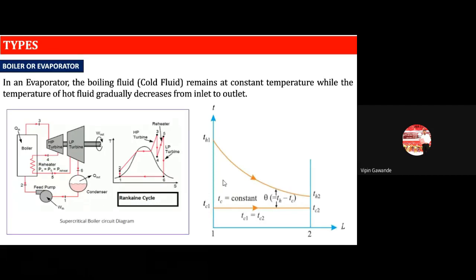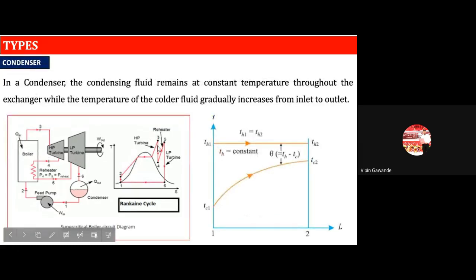So these two diagrams you have to remember. One is for the evaporator, where TC1 is constant. If you take the condenser, we have TH1 equal to TH2. So that we have to remember. The two diagrams are very important.